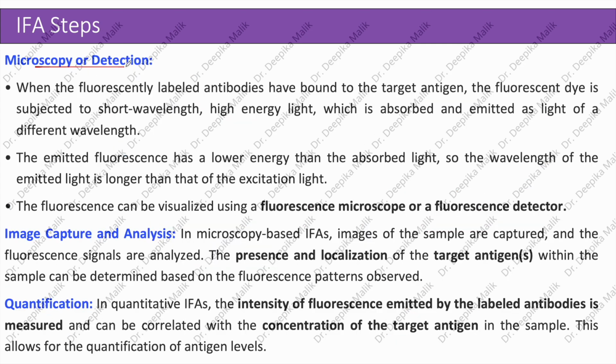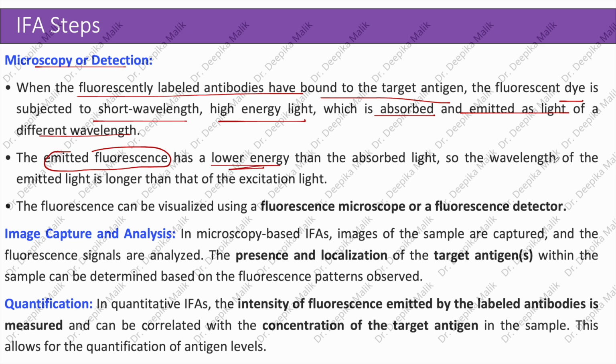Microscopy or detection. When the fluorescently labeled antibodies have bound to the target antigen, the fluorescent dye is subjected to short wavelength, high energy light, which is absorbed and emitted as light of a different wavelength. The emitted fluorescence has a lower energy than the absorbed light, so the wavelength of the emitted light is longer than that of the excitation light. The fluorescence can be visualized using a fluorescence microscope or a fluorescence detector.